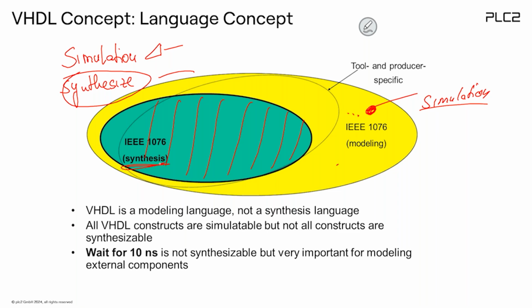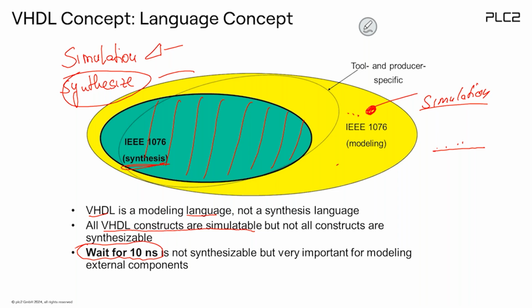Only a subset. This means now you need to learn two different kinds of how to use VHDL. You need to learn some constructs are synthesizable, but some are not. But all of them may be used during simulation. So we need to understand this, and you will learn also which constructs are synthesizable and which constructs are not synthesizable. Okay, so that's the idea. So this means VHDL is a model language, not a synthesis language. Okay, so this means all VHDL can be simulated, but only a few constructs may really be used for synthesis.